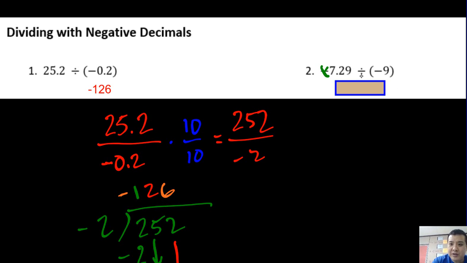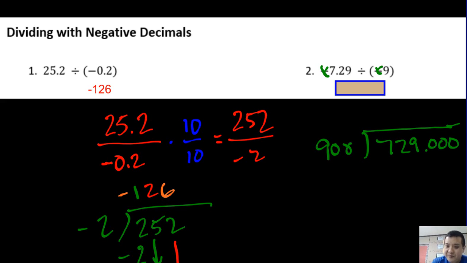Over here, our answer is going to be positive. Cancel these out. And our answer is also going to be a little bit less than 1, as we can see that 7.29 is less than 9. So we're going to, again, multiply by 100 to get here to be a whole number. So what we have is 729.00 divided by 900 on the outside.